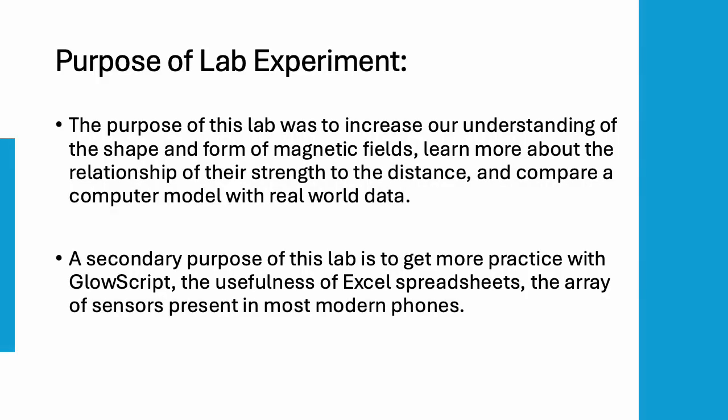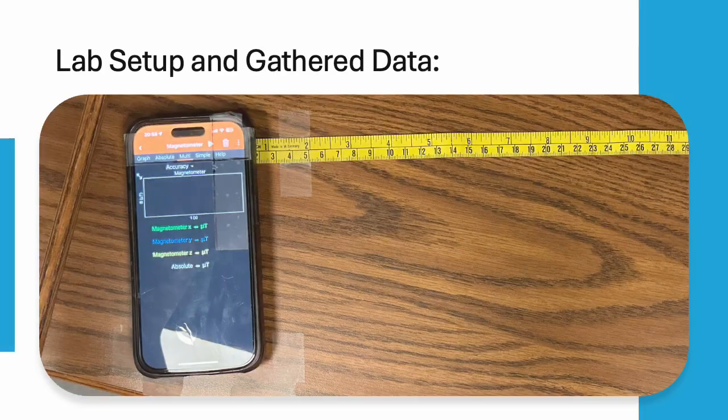The purpose of the bar magnet lab was to increase our understanding of the shape and form of magnetic fields, learn more about the relationship of their strength to their distance, and compare a computer model with real-world data. We also got more practice with GlowScript, Excel, and the array of sensors present in most modern phones. Here's a picture of my lab setup during the experiment. You can see my tape showing where the magnetometer is in my phone and the measuring tape I used.